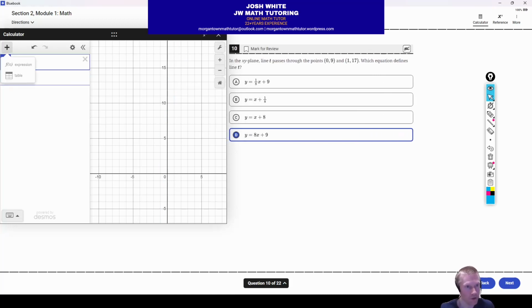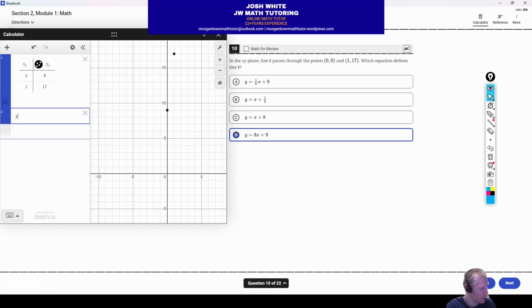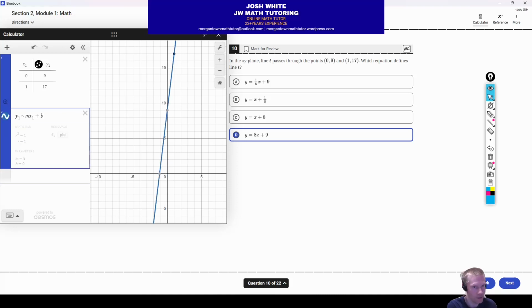But just to show you, here's how you could do it in Desmos. We just make a table, and we put both points in the table, and then we just do a linear regression. All right, slope is 8, y-intercept is 9. Which of these has a slope of 8 and a y-intercept of 9? Well, it's answer choice D.